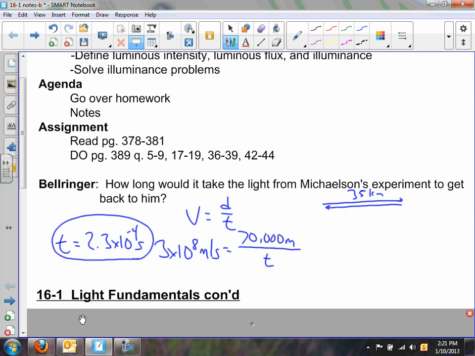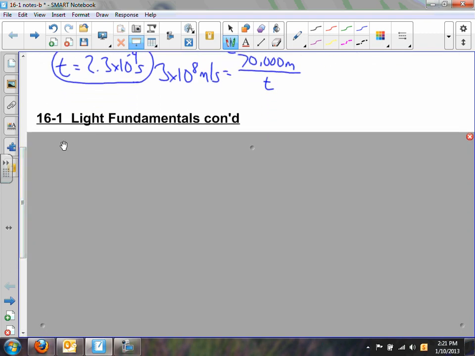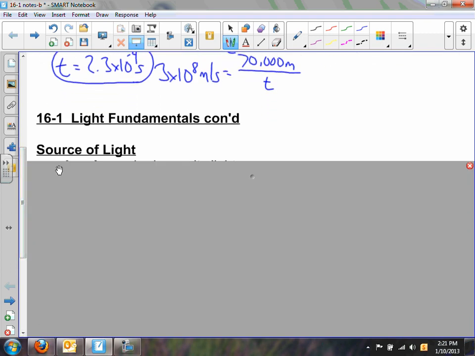Let's look at today's stuff. Light fundamentals. Sources of light. The reason we see light is it hits our eyes, our retina. Our eyes interpret that image.